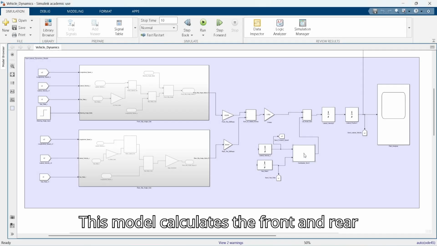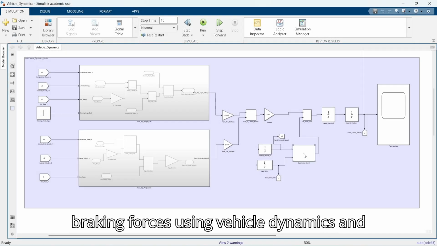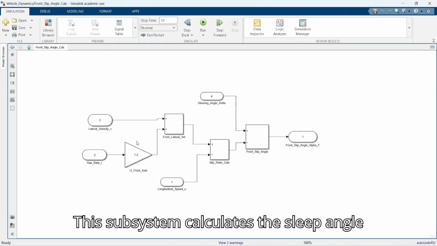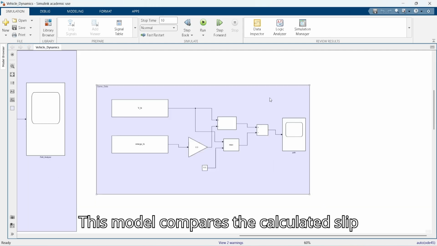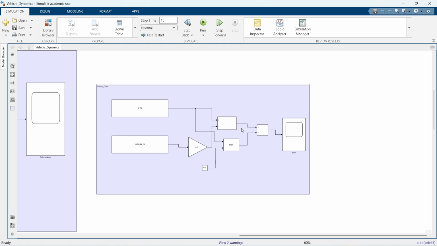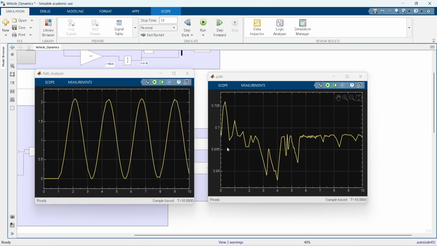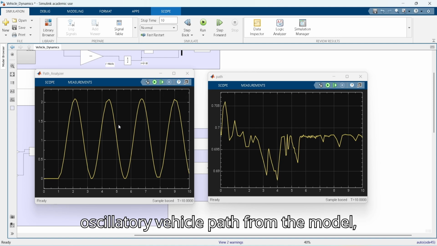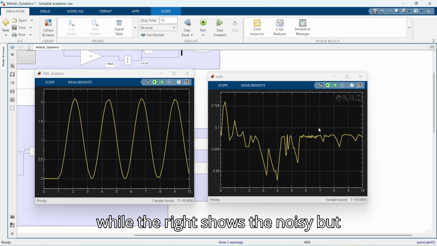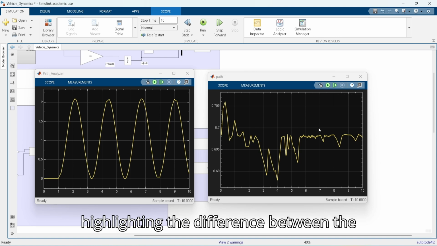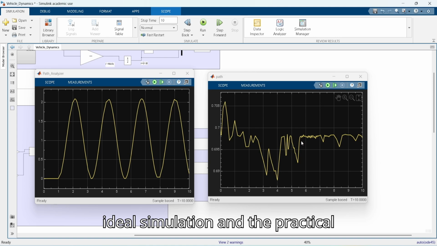This model calculates the front and rear braking forces using vehicle dynamics and combines them to evaluate braking stability. This subsystem does the slip angle calculation. This model compares the calculated slip angle with the reference limit. Now we will see the graph. The left plot shows the smooth and ideal oscillatory vehicle path from the model, while the right shows the noisy but stable real and detailed response, highlighting the difference between the ideal simulation and the practical behavior.